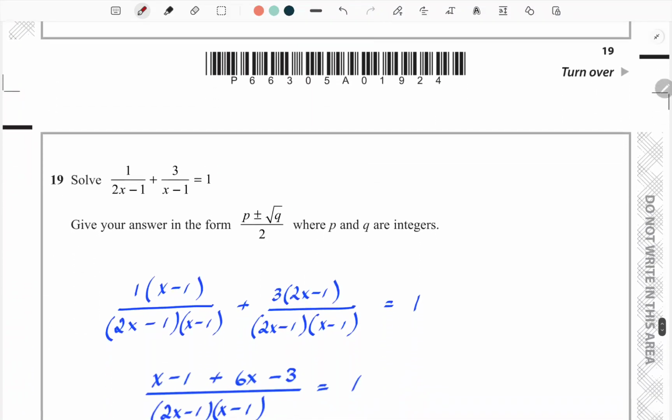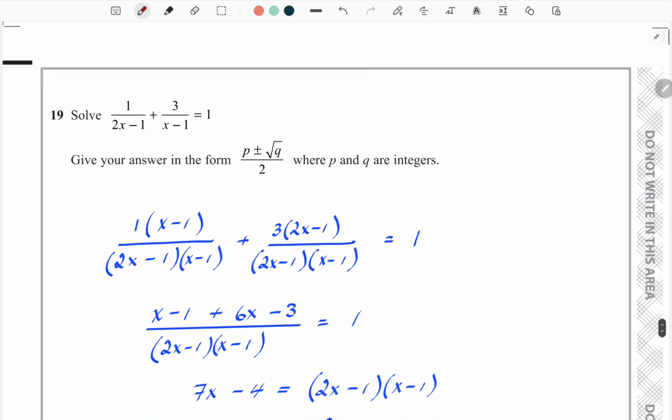Number 19, algebraic fractions. And what we do here is exactly as you would do with any other fractions. You find a common denominator and combine the two fractions. So the first one, I'm multiplying top and bottom by x minus 1. So effectively it's cross-multiplying, if you like. And I'm multiplying the second one, top and bottom, by 2x minus 1, as you can see.